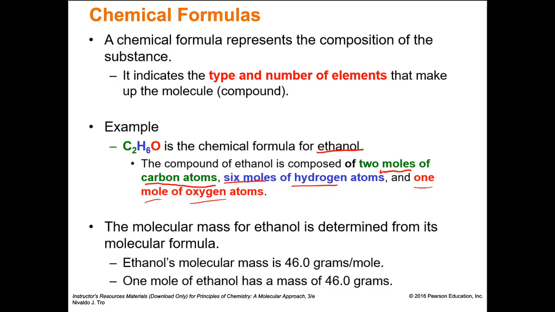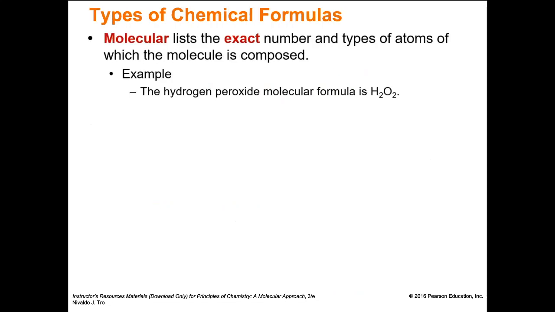Okay, and if we want to know the molar mass, or here they say molecular mass, those two are virtually interchangeable. So if I want to know the molecular mass for ethanol, we use its molecular formula. It has a mass of 46 grams per mole. And 1 mole of ethanol has a mass of 46 grams. So those are saying the same thing. So it's 46 grams per 1 mole, and 1 mole of it has 46 grams. And we'll talk about how to find that out. I don't think it's quite yet, but it's coming up.